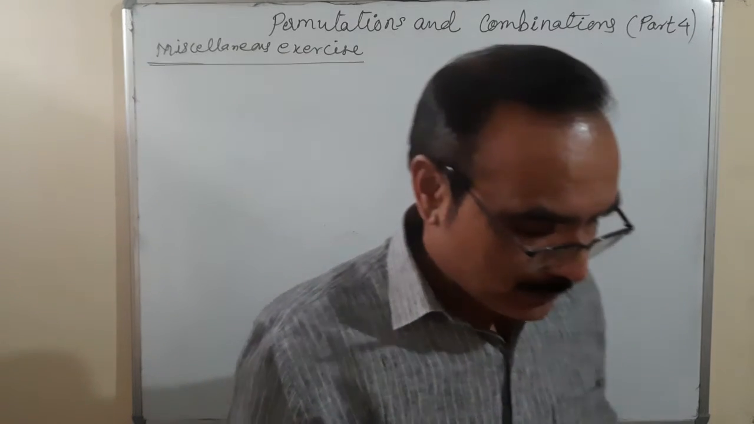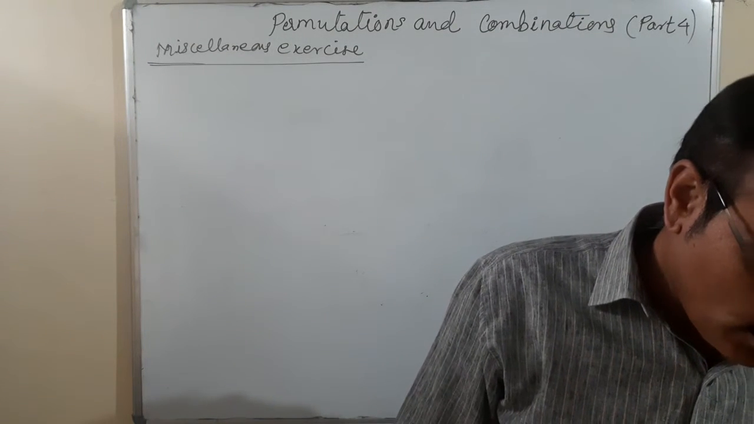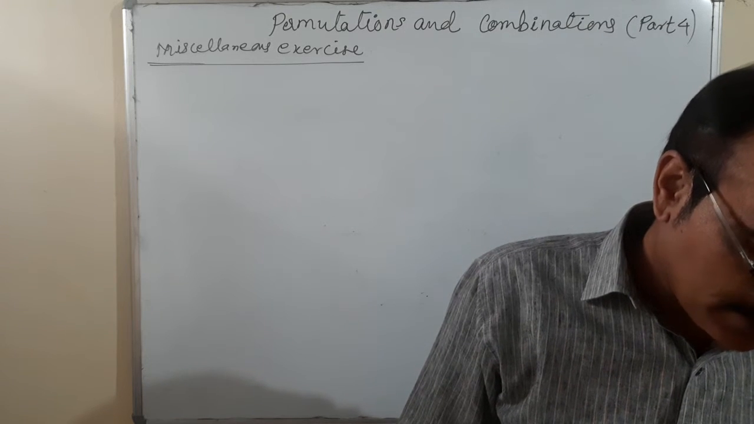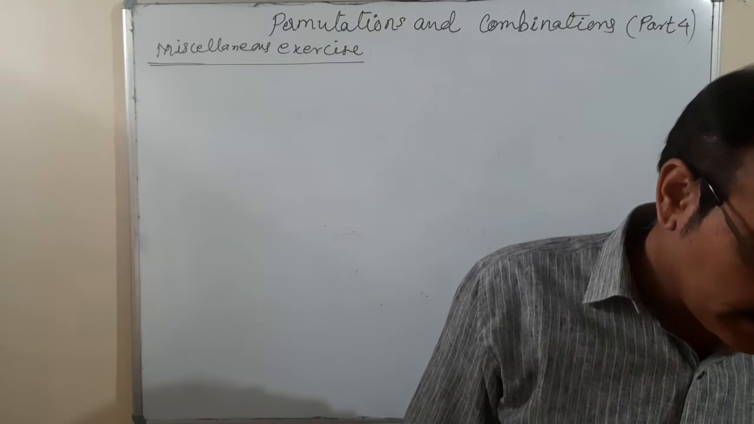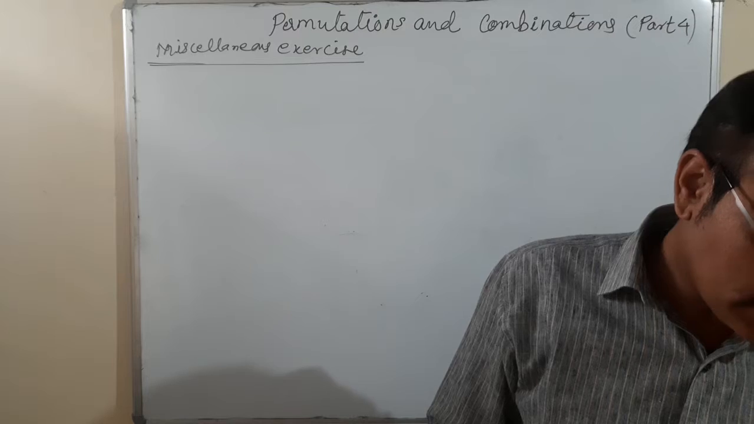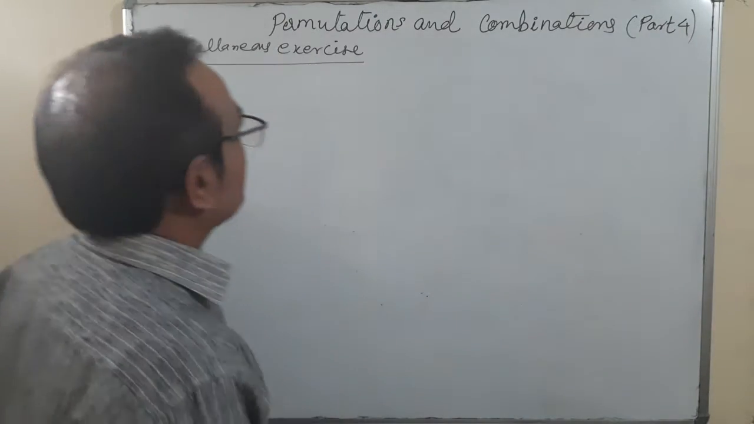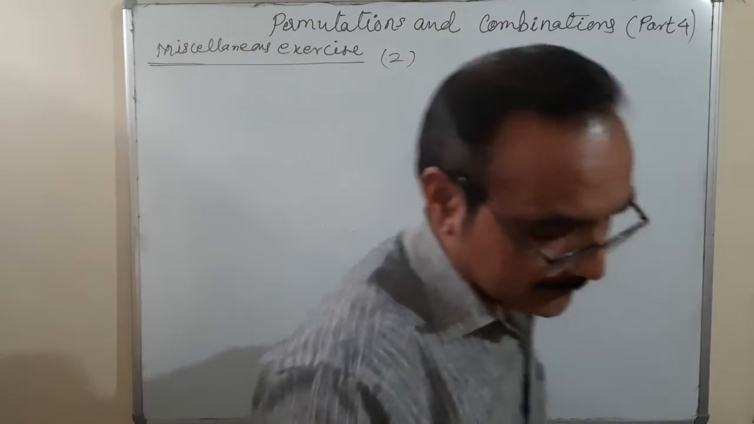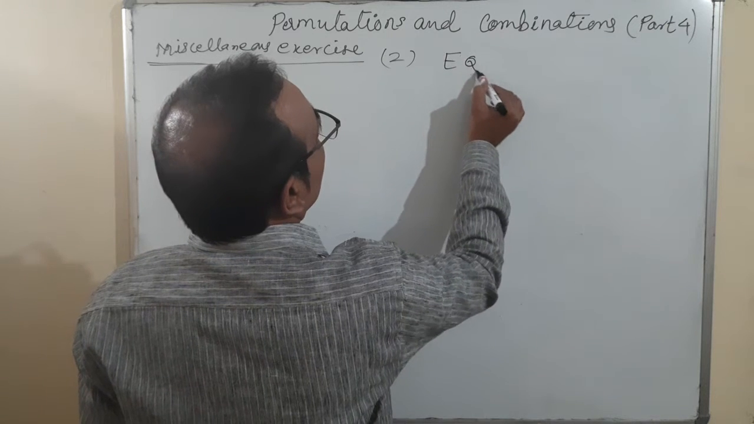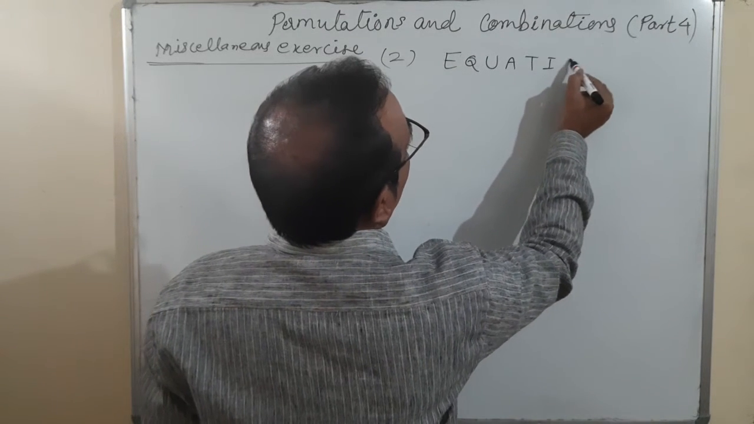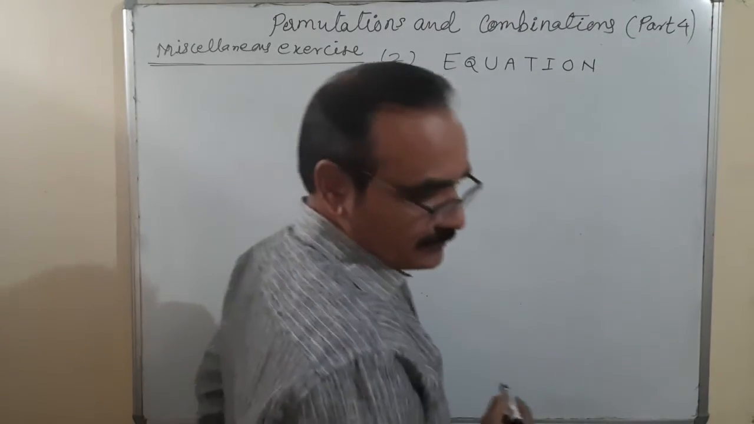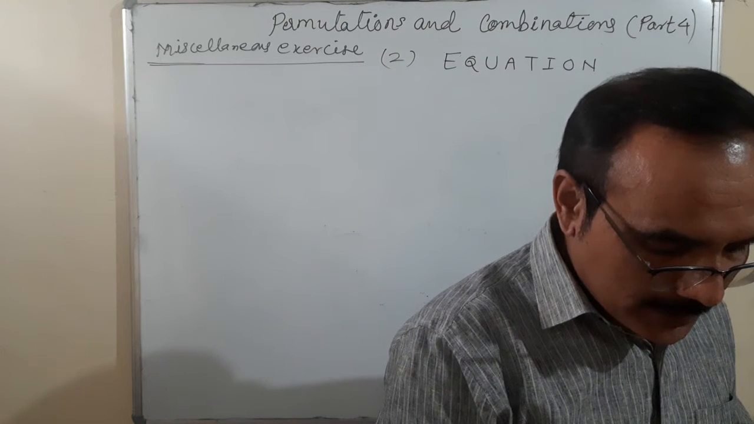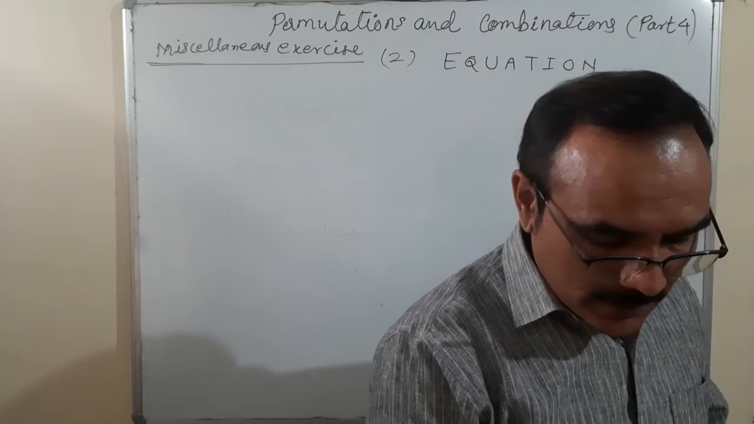And now let us take question number 2. How many words with or without meaning can be formed using all the letters of the word equation at a time, so that the vowels and consonants occur together? The word is equation. And the condition is that the vowels and consonants occur together.